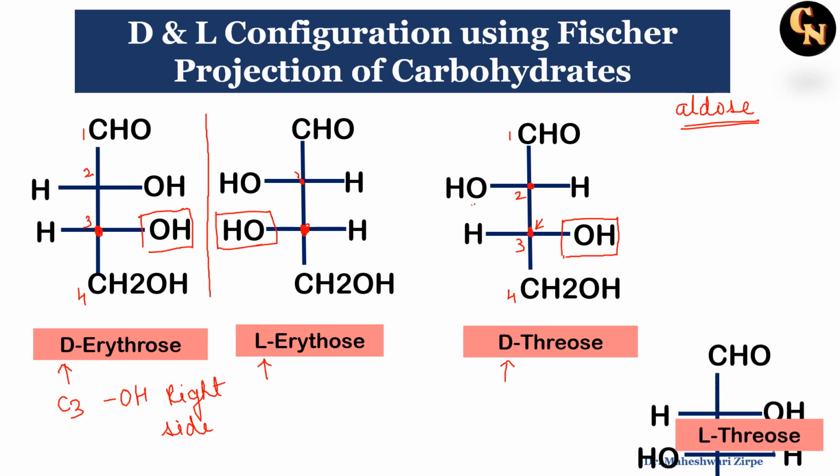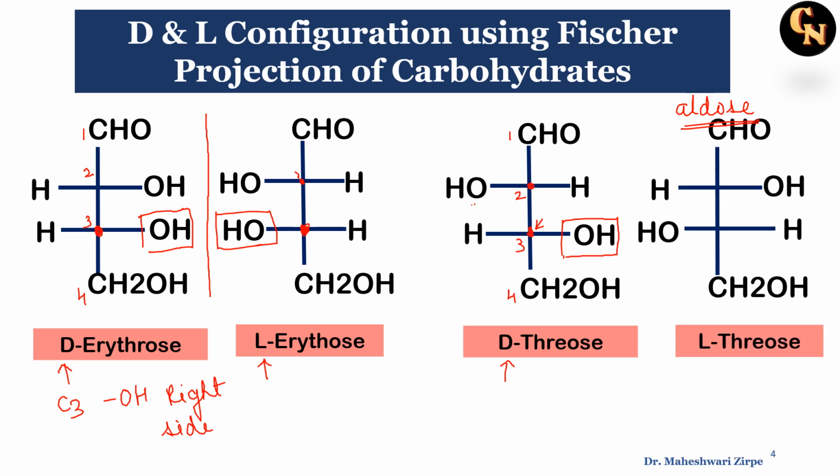So see the L threose again. In L threose, you will find the OH groups are on the opposite side. Threose means trans, anti OH. In my college days, I used to remember it this way: erythrose cis and threose trans. T indicates trans. So you can also remember it the same way. Trans in threose indicates the OH groups are on the opposite sides.